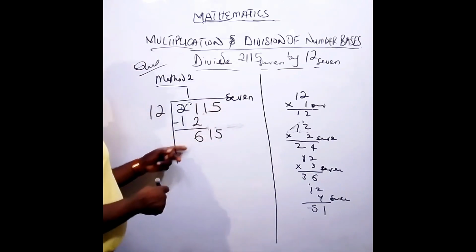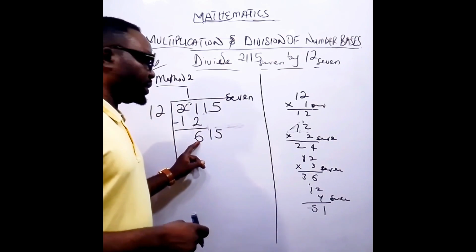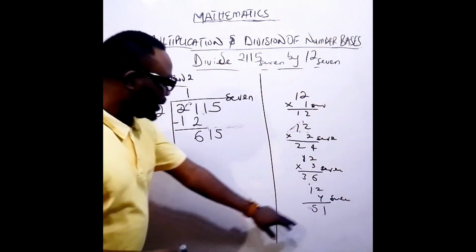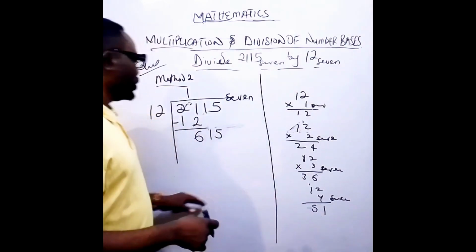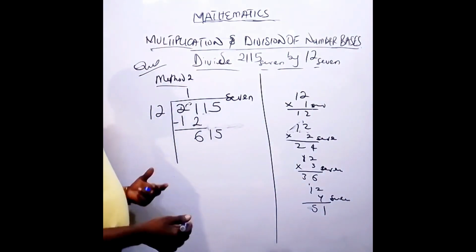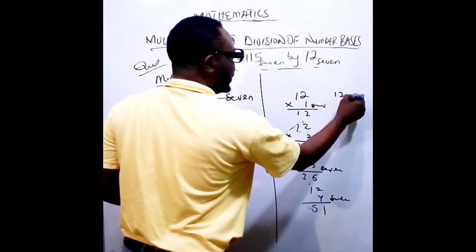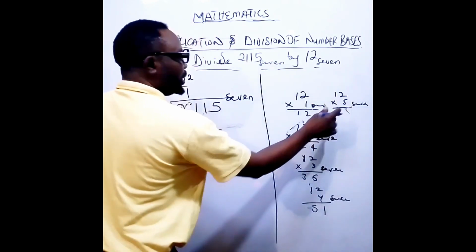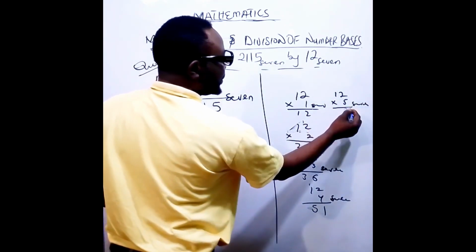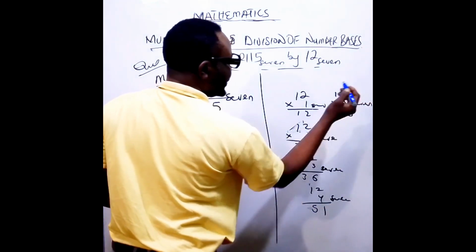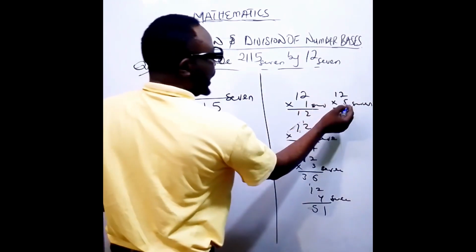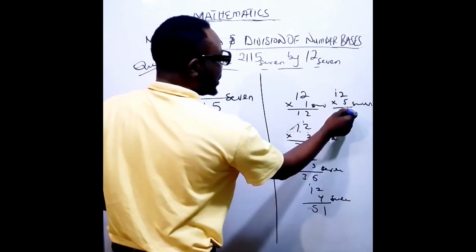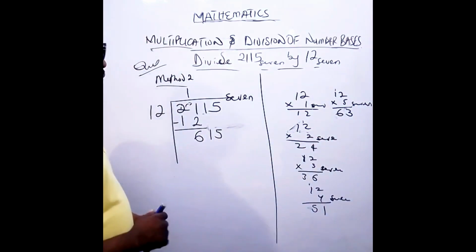Now, 12 in 6 is impossible. What about 12 in 61? I got here 12 multiplied by 4 in base 7 to be equal to 51. Let's check 12 multiplied by 5 in base 7. 5 times 2 is 10. 10 minus 7 will be equal to 3. Now, how many 7 do I remove? 1. 5 times 1 is 5, plus that 1 is 6. That is 63, which is greater than 61.